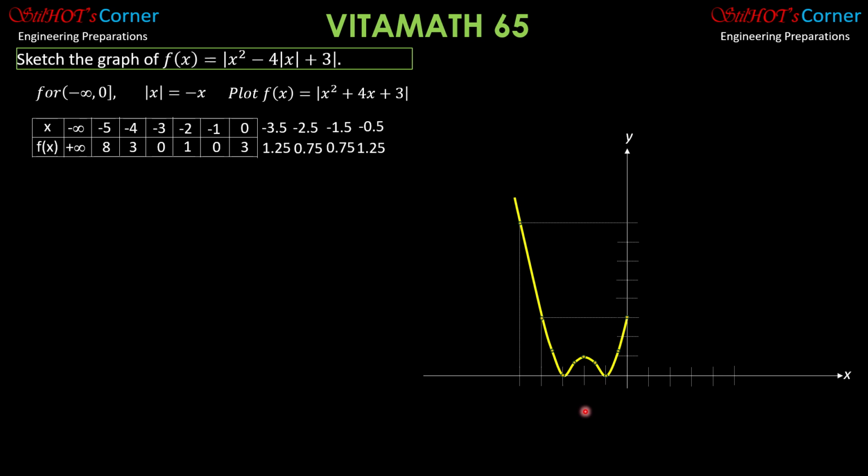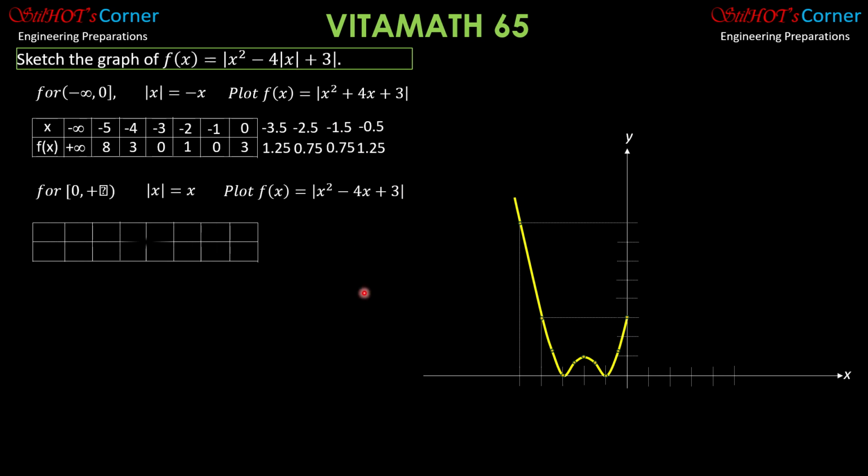So that's it. Then let's also plot from 0 to positive infinity. Absolute value of x for 0 to positive infinity is just x, because x is positive. So any positive value of x will just give us absolute value of that positive value, which is just x here. So we just replace absolute value of x by x for this interval.